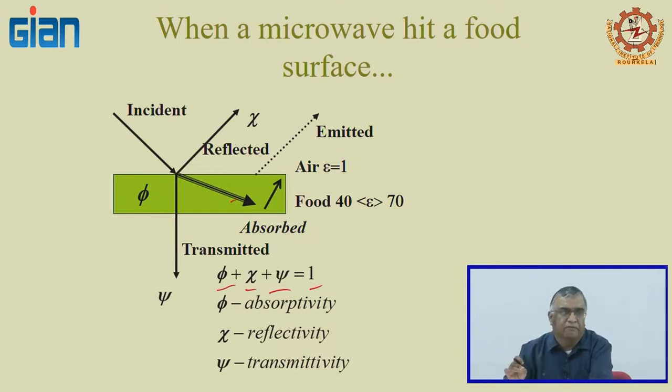In the case of food material, you want the microwave to be absorbed, and then it is going to stay in the food material. Once it stays in the food material, it is going to agitate the water molecules, and that produces heat. So, how much microwave is absorbed, and how much of that absorbed microwave is converted into heat. Those are the things you need to pay attention to.